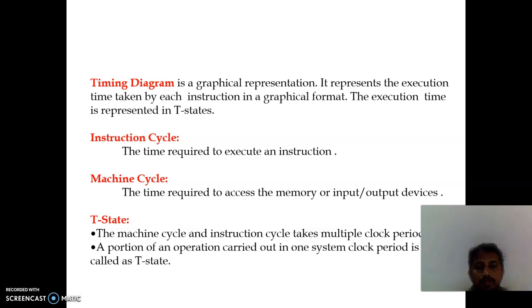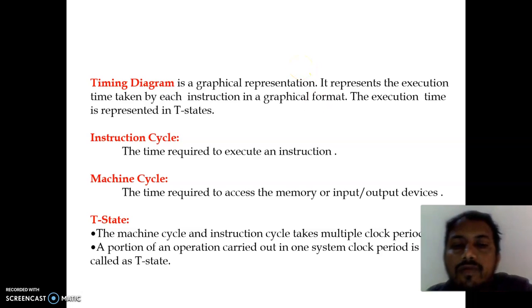So in your timing diagram, you would be having different T states. T states are the clock states, we can say. A suitable number of clock states will form a total timing diagram. Coming to the instruction cycle, what is the machine cycle and what is the T state? A T state is very elementary: one clock is called a T state.